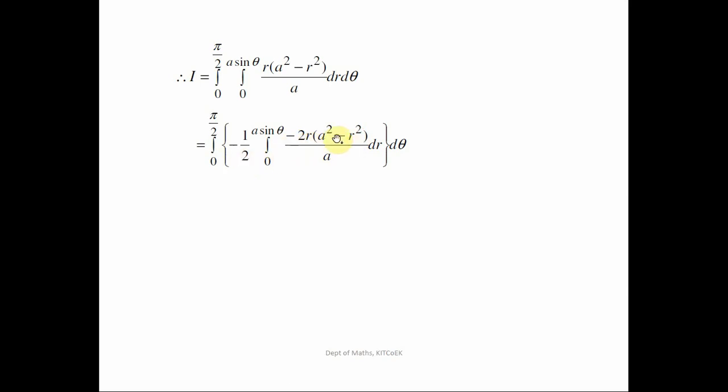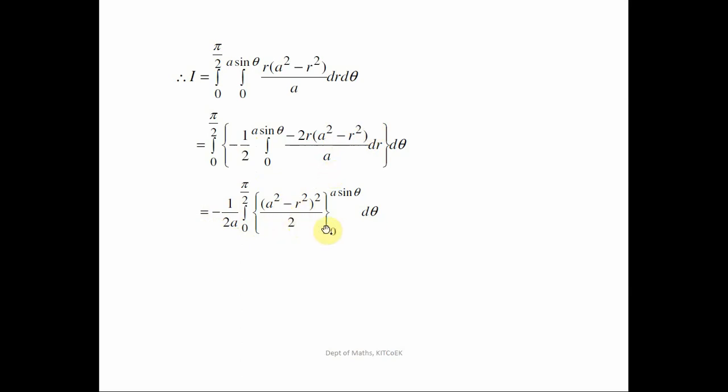So this is of the form f of r into f dash r. Hence its integration is simply f of r bracket square upon 2. So accordingly, the next step will be now this constant multiple a, also take it outside. So this minus 1 by 2 into 1 by a, it will become minus 1 by 2a, constant multiple taken outside the sign of integration. And then the integration is a square minus r square bracket square upon 2.